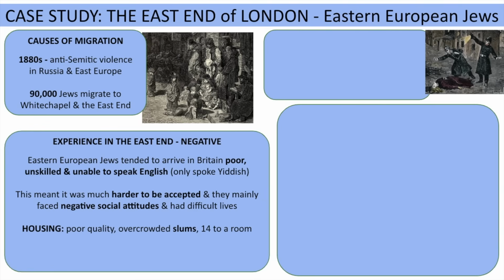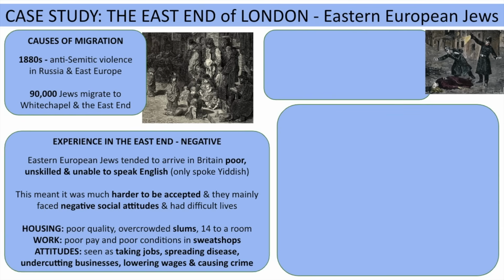They're living in highly overcrowded slums. We're talking about 14 people sharing one room. The work that they have is very poor pay, very poor conditions, often working in sweatshops making textiles and clothing. And the attitudes towards them, as we've said, are highly negative. They're seen as taking jobs, they're seen as spreading diseases. The sweatshops in particular are seen as undercutting businesses. That means taking customers away from other businesses. The fact that they work for very low pay is seen as lowering wages, and they're generally blamed for causing crime.